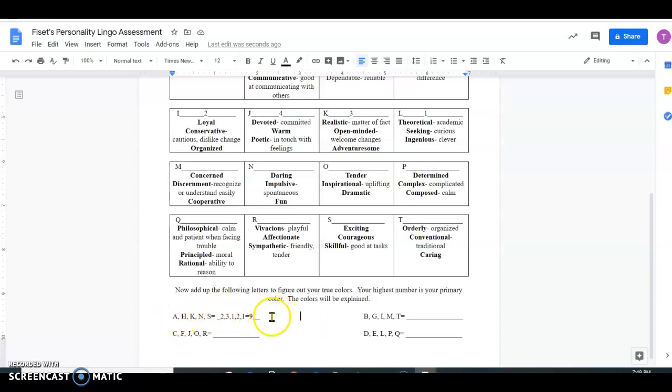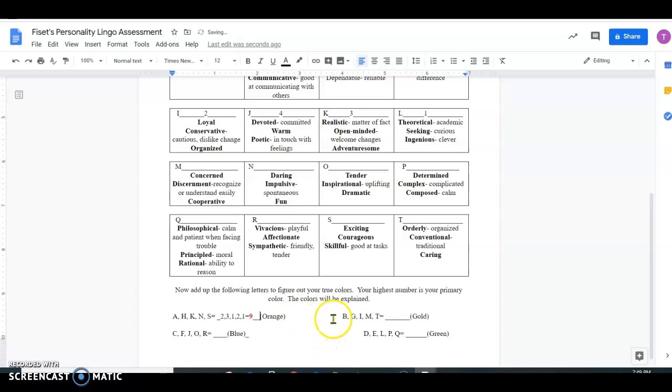So if you are an A, H, K, N, S, you're an orange. If you are a B, G, I, M, T, you are a gold. If your highest number is C, F, J, O, R, you are a blue. And if you're a D, E, L, P, Q, if that one is your highest number, you are a green. So those are your color matches.